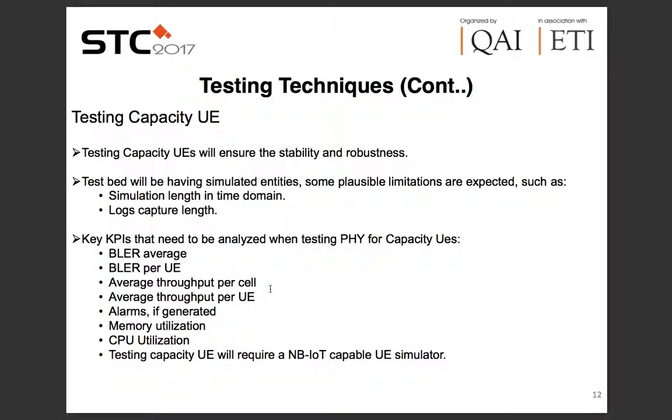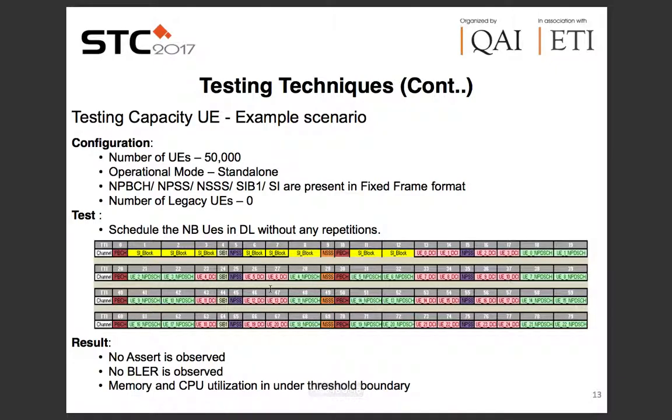Now going forward to the example scenario for testing capacity UE, here we have configured around 50,000 UEs. We can go for 50,000. The operational mode we have used here is standalone. We can go for LTE in-band or guard band as well. The same assumption applies that NPBCH, SIB1, SI are present in fixed frame format so that we can decode bit by bit, and no legacy UE are present.